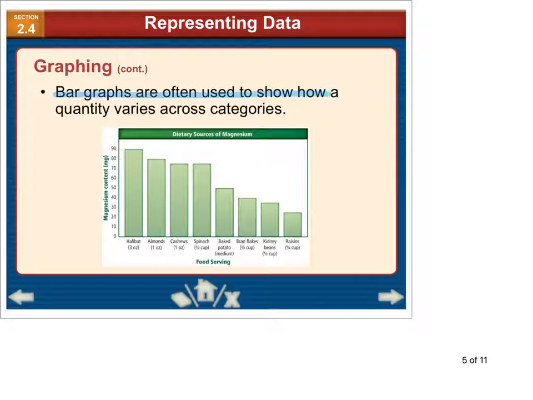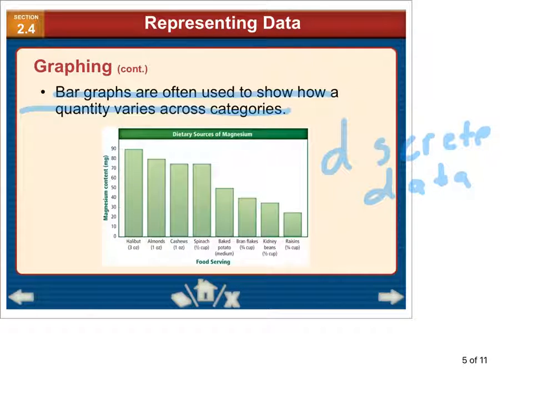Bar graphs vary across independent categories here, like different types of food. This is what we call discrete data. Discrete data means that there is nothing in between halibut and almonds. You got halibuts, you got almonds, you got cashews, you got spinach, but there's nothing in between. So using a line graph on something like this wouldn't make sense.